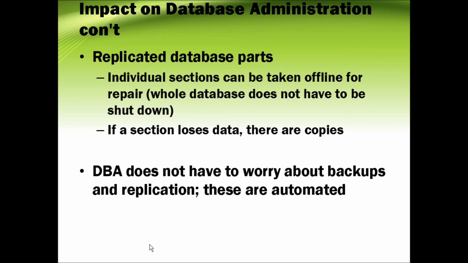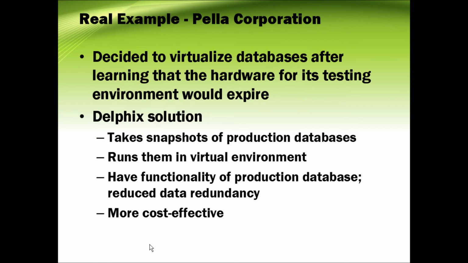Additionally, because the various database parts are replicas, they can be individually taken offline for repair, and the performance of the database as a whole will not be impacted. The benefit of replicated sections also applies if the data is somehow lost in one or more sections. The database administrator also does not have to worry about the backup and replication processes in the database, since these are often automated by the virtualization software.